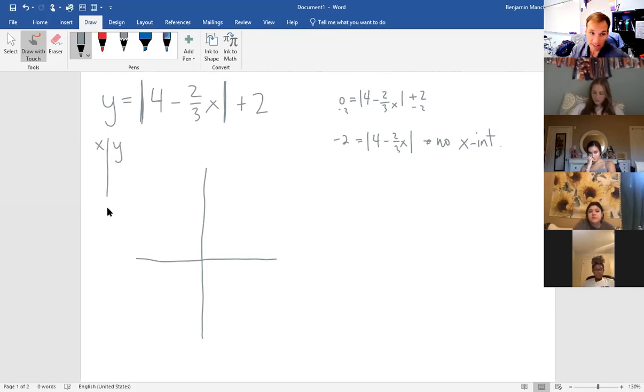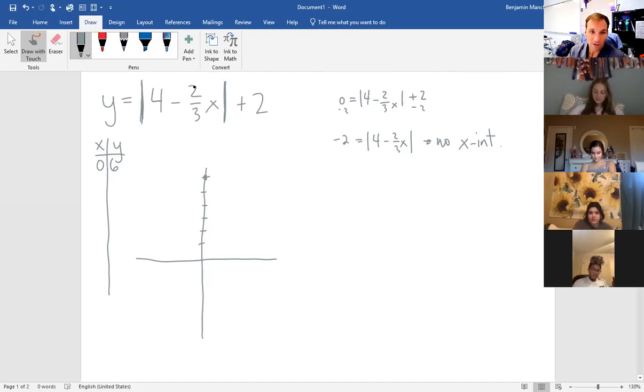So let's make a little t-table. And I'm going to pick x values that are easily convertible to 2/3. I don't want to get all kind of crazy and plug in like a 1, because then I'm dealing with fractions, and we all know no one likes fractions. So 0 is a pretty good bet. I can do math with 0. 4 minus 0 is 4. 4 plus 2 is 6. So when x is 0, y is at 6.